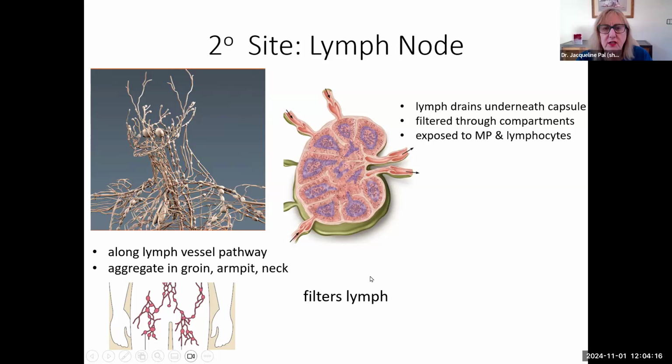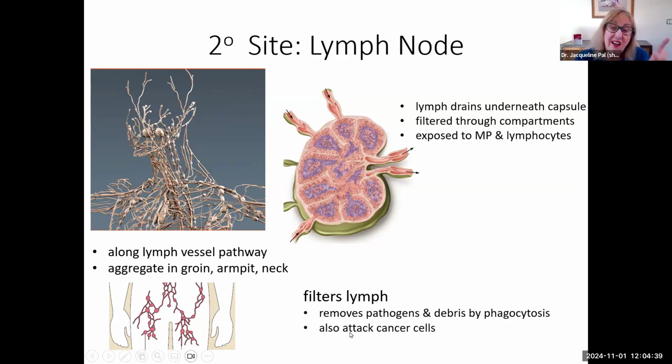So the function of a lymph node is not to filter blood, but to filter lymph. By filtering lymph, I mean removing pathogens, removing debris. This is all going to be done by that same process, phagocytosis. So if you didn't learn that word already, because I know I've been talking about this for months, please learn that word, phagocytosis. Also, it can attack cancer cells.